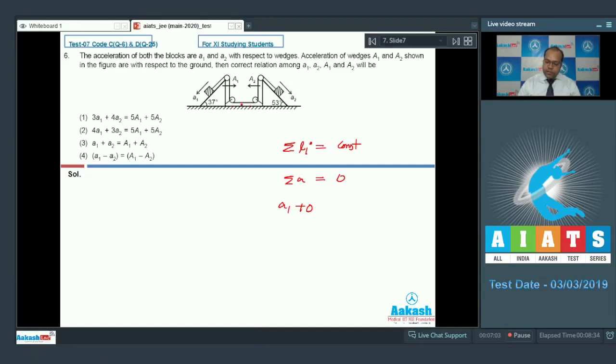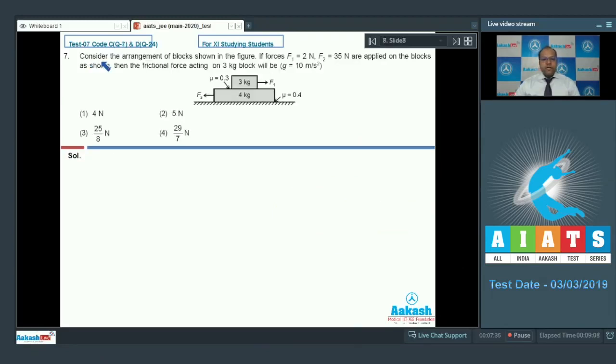So the double derivative of this segment is minus of A1 plus A2. The double derivative of this segment is 0 and the double derivative of this segment is a2. So this must be equal to 0. On further solving, we will get a1 plus a2 must be equal to capital A1 plus capital A2. So option 3 is the correct answer. Let's move to question number 7.